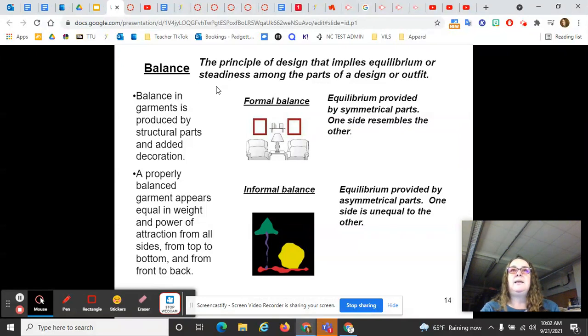Informal balance can add a lot of depth to an outfit, a lot of interest. However, it has to be done in a way where people aren't looking at it going, oh, what are we doing here? Even though it's informal and it's asymmetrical, it has to make sense.